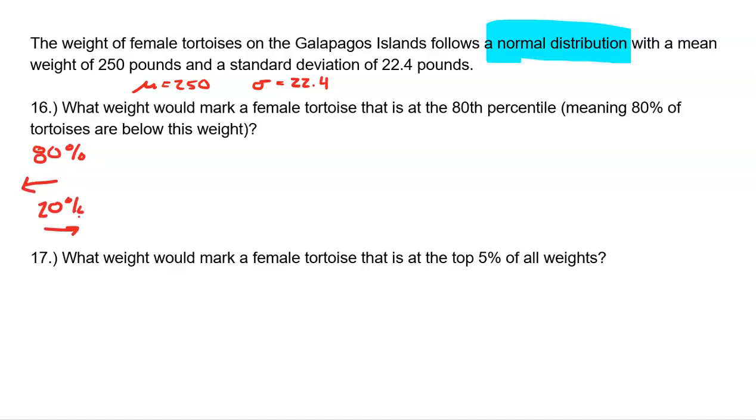I don't care if you use left or right. If you have the option on your calculator, you can use either one. But if you don't have the option on your calculator, you got to go with the left or the below. All right, so let's see here. Now, I don't know the weight of this turtle, but because I have this awesome command on my calculator, I can find the z-score for this turtle.